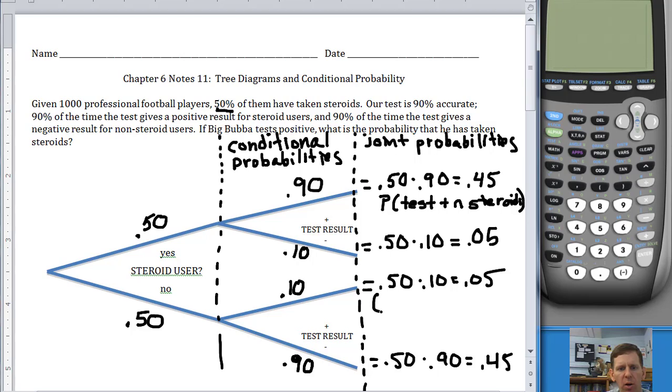And just to be clear, what we've calculated here with this branch going downward and then this branch coming upward is the probability that somebody tests positive and is not on steroids.